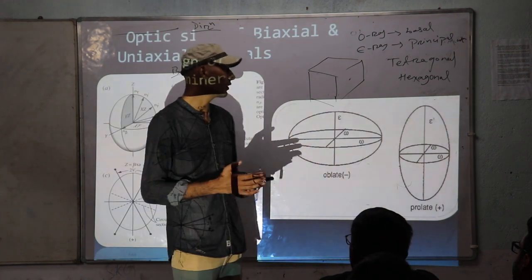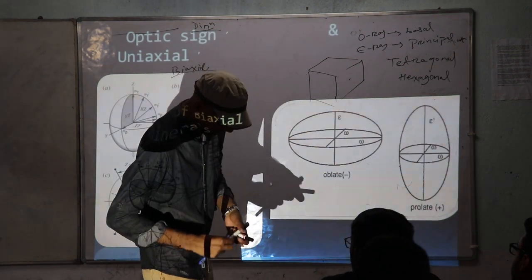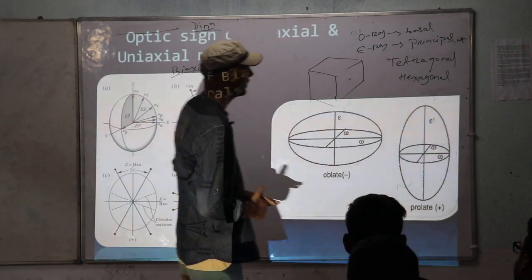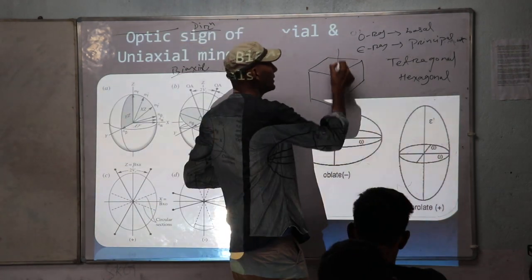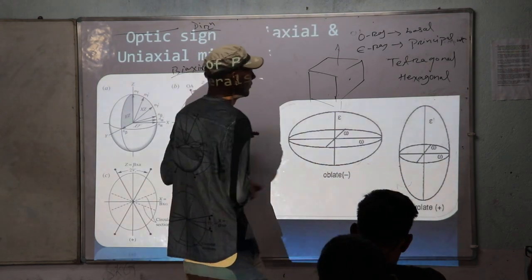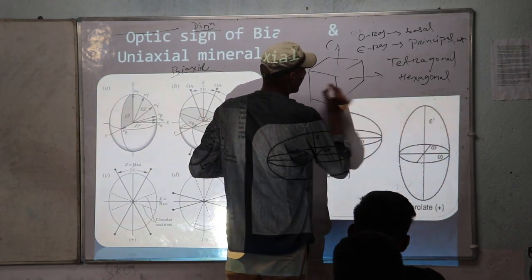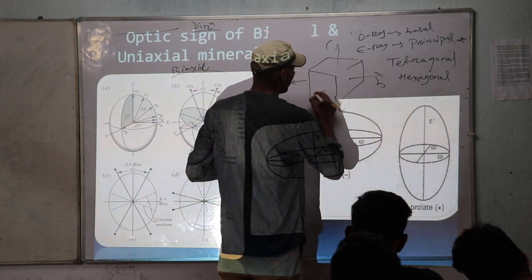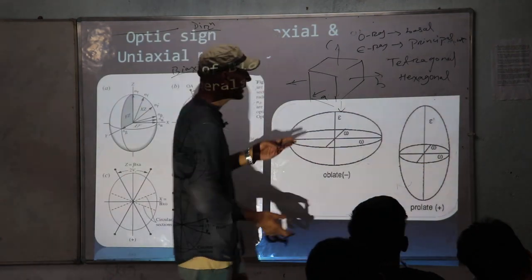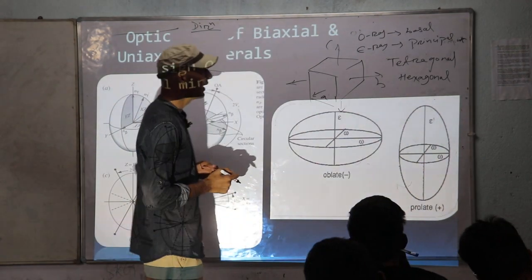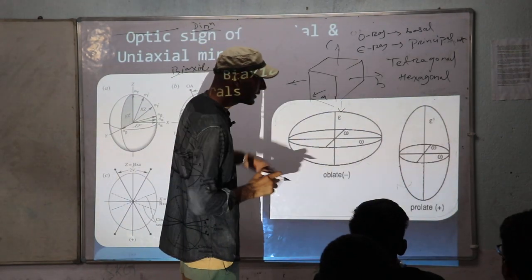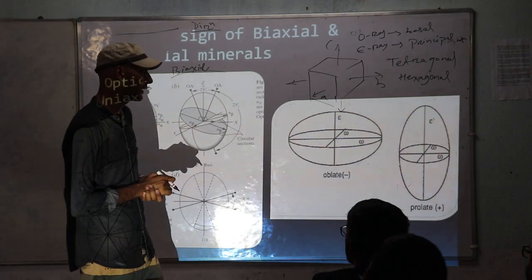Each indicatrix section is circular in case of isotropic mineral. Now talking about uniaxial, for tetragonal and hexagonal, what will happen? Here it is the C axis, this is B and A, right? So if the O ray enters the mineral, it will tend to vibrate perpendicular to the optic axis, or it should vibrate in the basal section when talking about a uniaxial mineral.